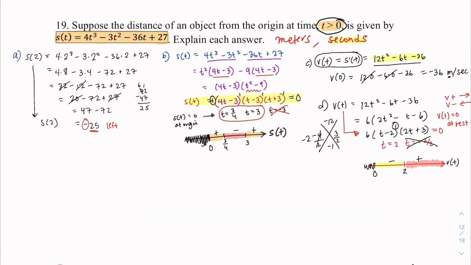Okay, I'm just making a little bit of room. Let's do part F and find V of 2. So first, V of t, we found it over here. So let's plug in 2.